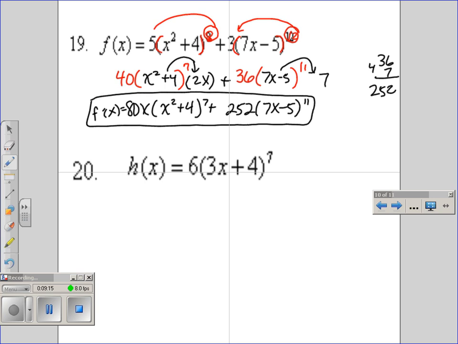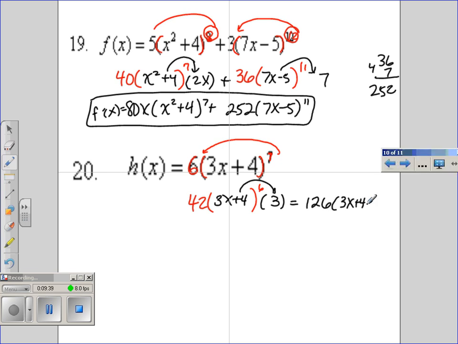Then our last answer, real simple. Bring down the 7. 7 times 6, 42. Lower the exponent by 1, so it would be 6. Don't chew the chocolate. Times the derivative of what's inside. So we get 42 times 3 being 126, x plus 4 raised to the 6. The end.